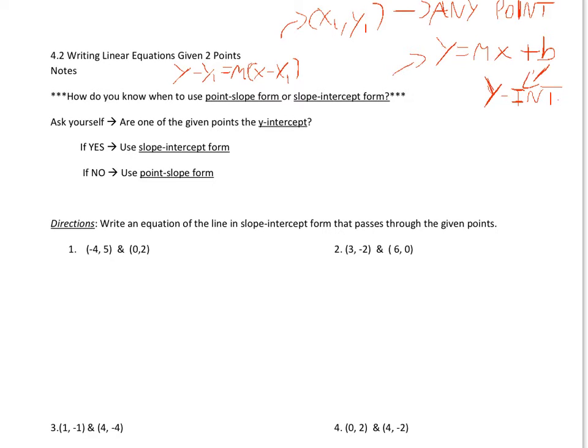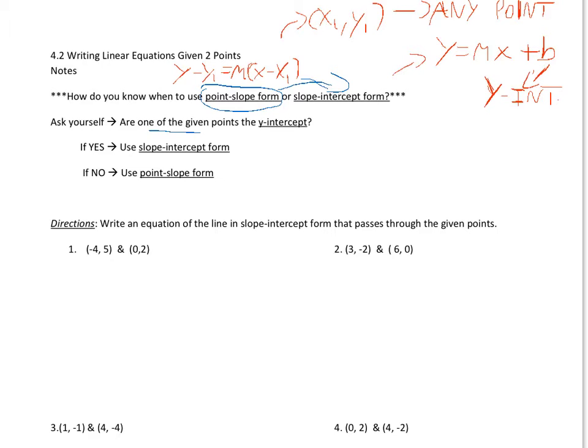A lot of times we have to use this point-slope form in order to get it into this slope-intercept form. But we're really going to try to discuss the connections between these two forms because sometimes we can take a shortcut. Now how can we take a shortcut and go right to slope-intercept form and not use point-slope form? Here's the main question.